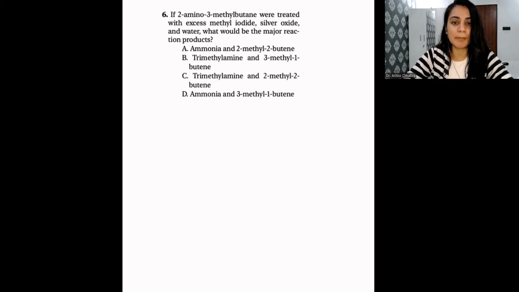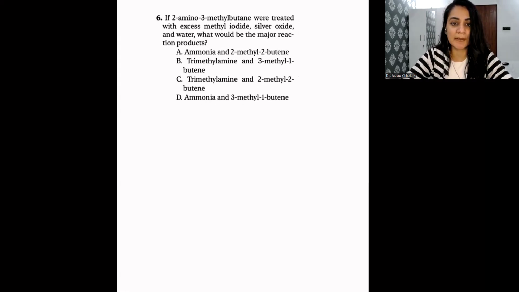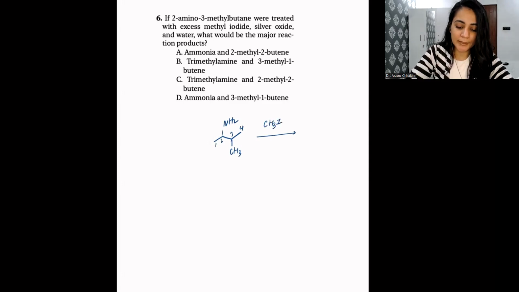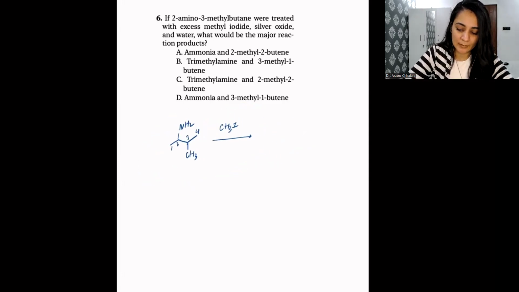If 2-amino-3-methylbutane were treated with excess methyl iodide, okay, so we have 2-amino-3-methylbutane, 1, 2, 3, 4. So you have 2-amino, 3-methylbutane, right? So we have 4 carbons in total, treated with excess of methyl iodide. With excess methyl iodide, the reaction would then form, 1, 2, 3, so we have the CH3 over here.